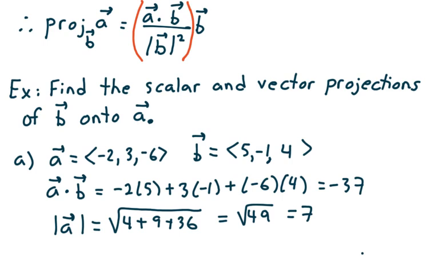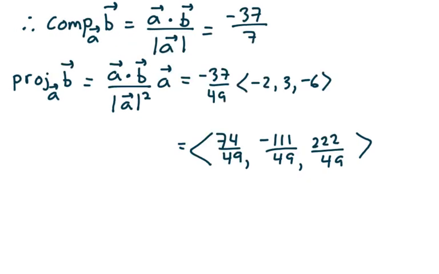The magnitude of A is the square root of 4 plus 9 plus 36. So I squared -2 to get 4. I squared 3 to get 9. I squared -6 to get 36. And the square root of 4 plus 9 plus 36 is equal to the square root of 49, which is equal to 7. So the scalar projection of B onto A is the dot product of A and B divided by the magnitude of A. And if I just put all that together, I get -37 divided by 7.